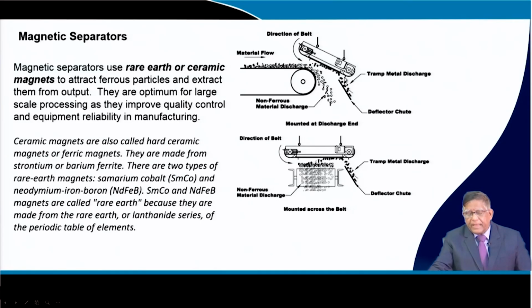So, this may be your ore coming over here, and these are the tramp metal, which may not be required by you. Those may be iron plate, some small nuts, bolts, wires, which get attracted over here, and you take them out. Now you are getting better, cleaner material to feed into the crushing plant. Sometimes, instead of inclined, it can be horizontal, that means across the conveyor belt you put it over there, and the material is taken out.